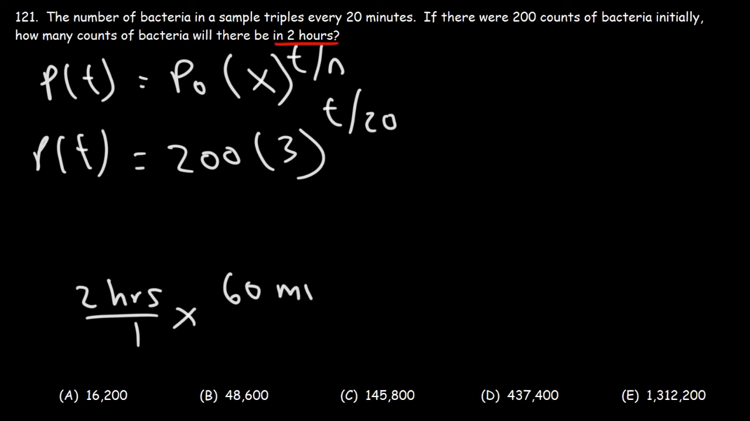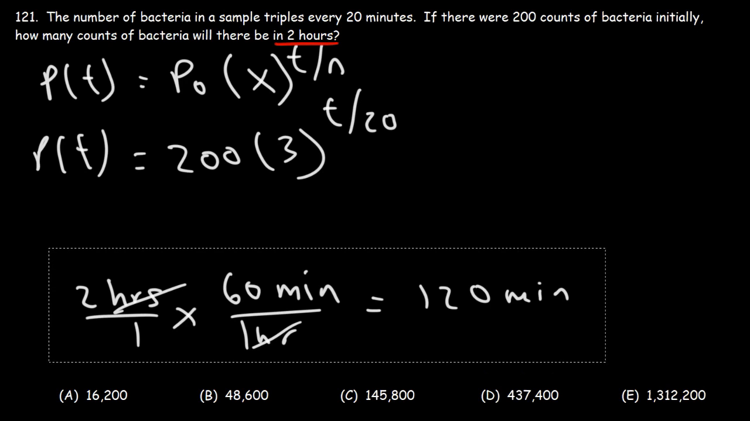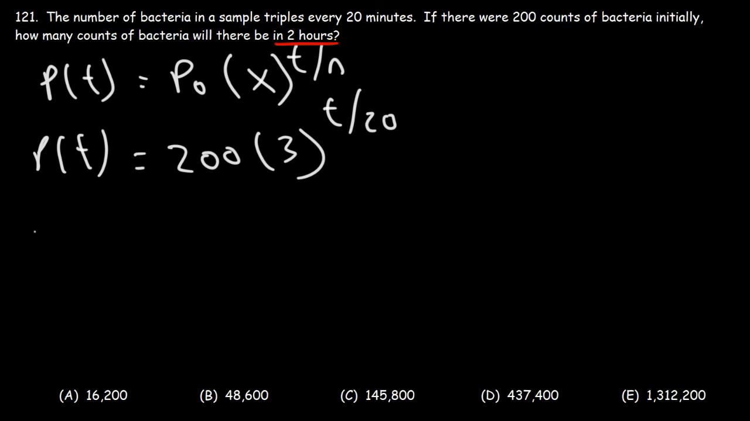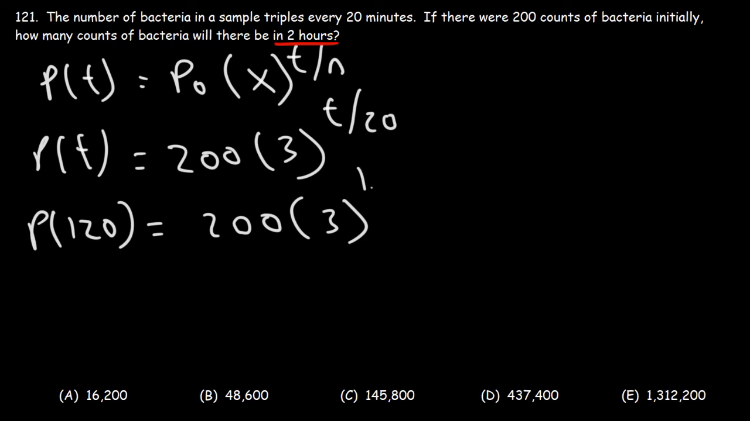There are 60 minutes in 1 hour. So this is going to be 2 times 60. So that's 120 minutes. So that's t. So let's calculate the population of bacteria 120 minutes later. So it's going to be 200 times 3 raised to the 120 divided by 20. 120 divided by 20 is 6.